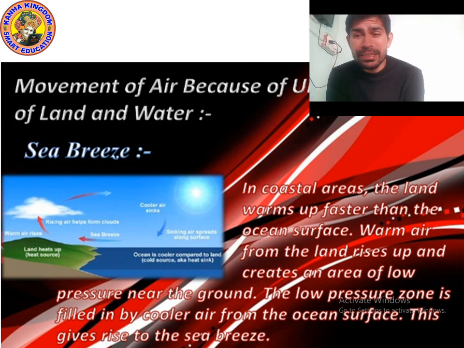When the land gets heat, the air which is present on the land will heat up. So the air will get warm, and as we already know, warm air always rises up. In coastal areas, the land always warms up faster than the ocean surface. So warm air from the land rises up.